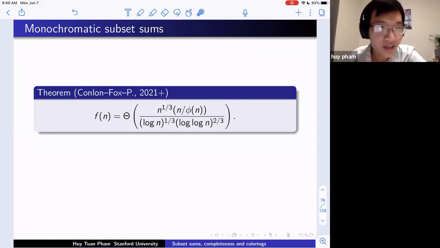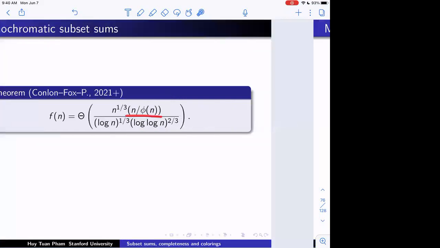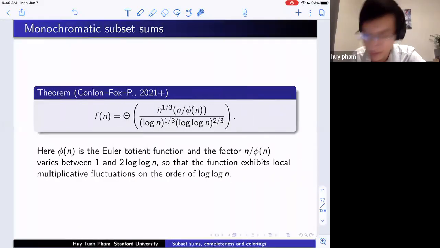But the log n correction factor is a little bit different. What we have is n over phi of n, where phi of n is the Euler totient function, divided by log n to the 2/3. And n over phi of n is always between 1 and roughly order log n. So if n over phi of n is as large as it could be, around log n, then we actually recover the upper bound of Alon and Erdős.